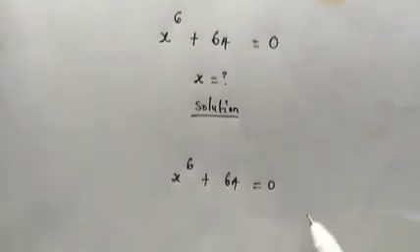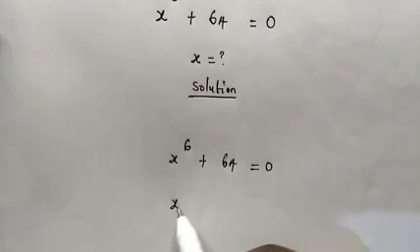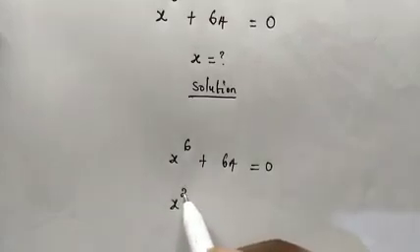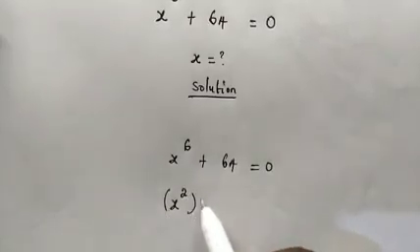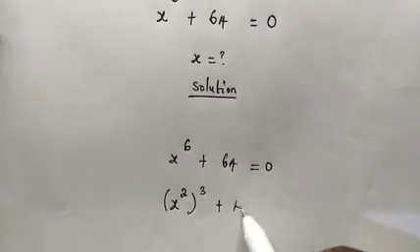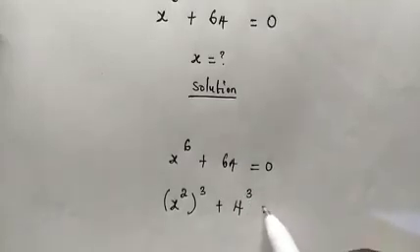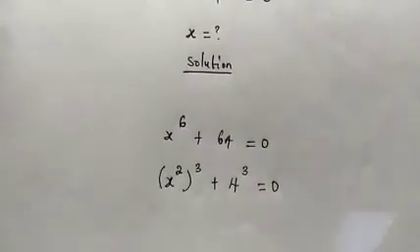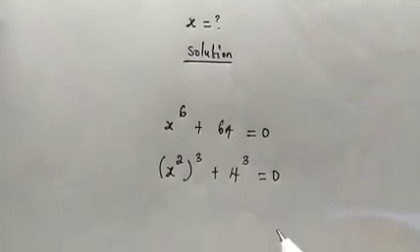This is equal to 0, right? So we can write this as x raised to the power of 2, then cubed, because 2 times 3 is 6, plus 4 cubed, and this is equal to 0. Now we can make use of the sum of two cubes formula.